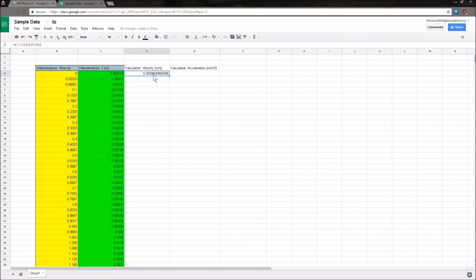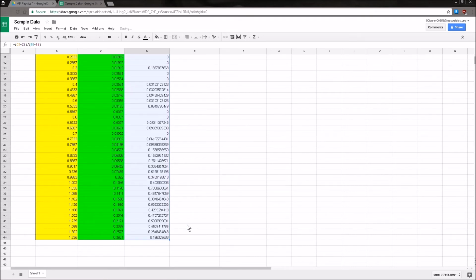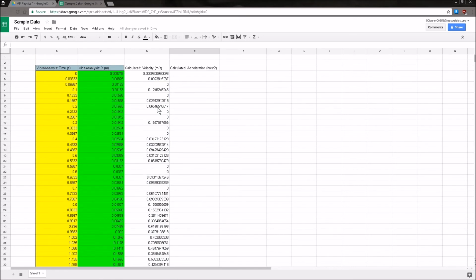And now, when you hover over this, you're going to see this little box down here in the corner. So what you're going to want to do is click and drag that, and drag it all the way to the bottom. And there you have it. You just calculated all your velocities.